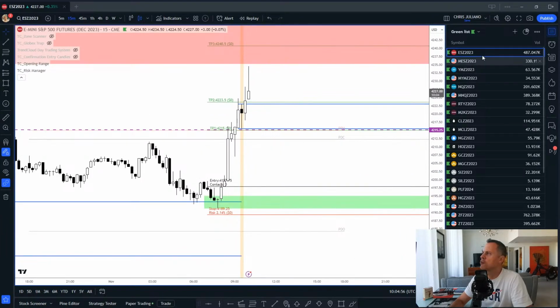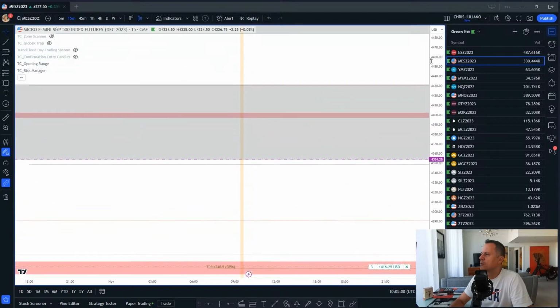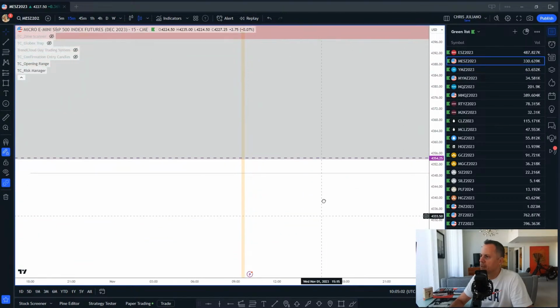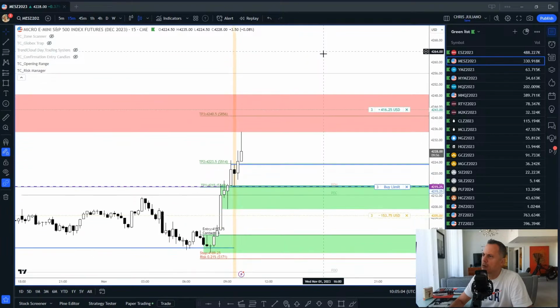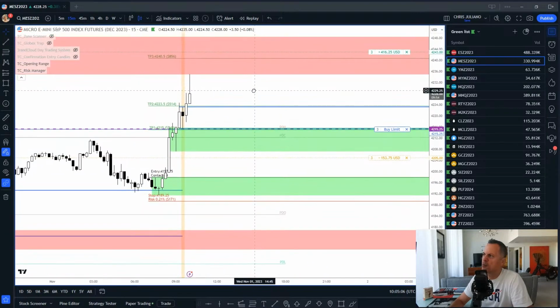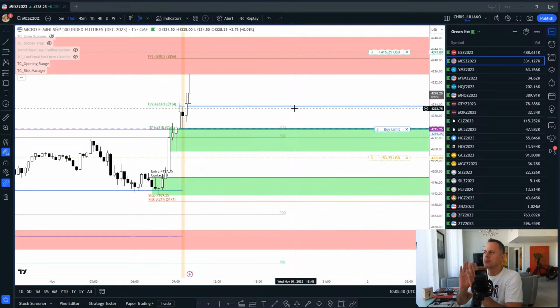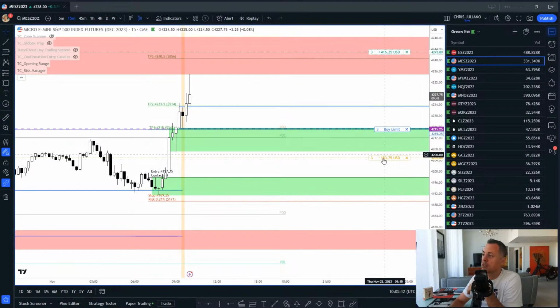There's the opening range. And we are looking at the micro because it fits our budget. $20,000 account. You know, you can't trade more than $200 risk. Okay.